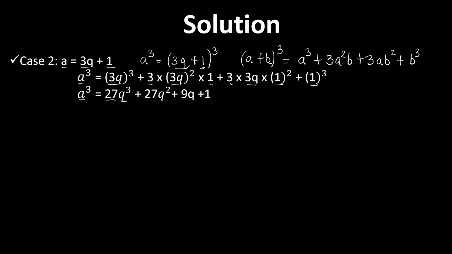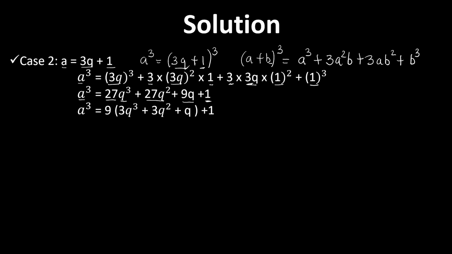3 into (3q) whole square into 1 will give us 27q square, because (3q) whole square will become 9q square. When 9q square is multiplied with 3, we get 27q square. Multiplied with 1 will again lead us to 27q square. Now 3 into 3q is 9q, and 9q into 1 whole square will again give us 9q only, plus 1 whole cube. So the cube of 1 will again be plus 1 only.